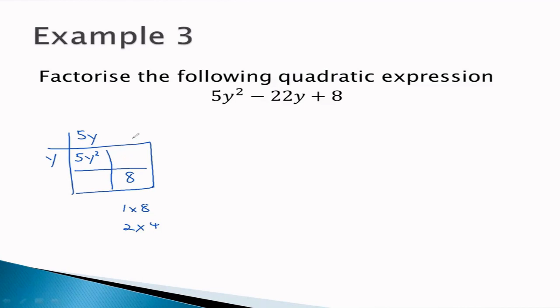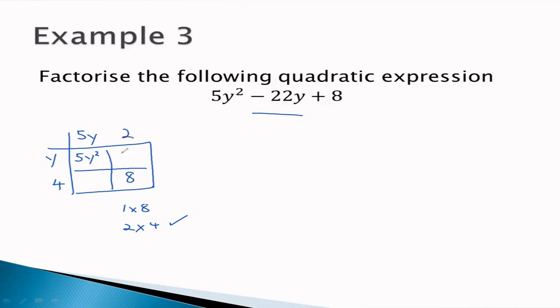So again, I have to use trial and error. So the answer here is minus 22y. All right, so perhaps I'll go with this. After a while, you will have the experience to tell which is the correct combination. So perhaps I'll go with 4 and 2.